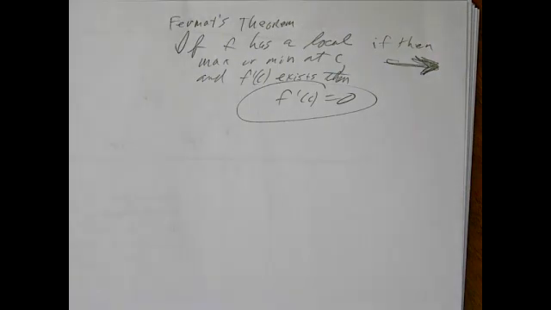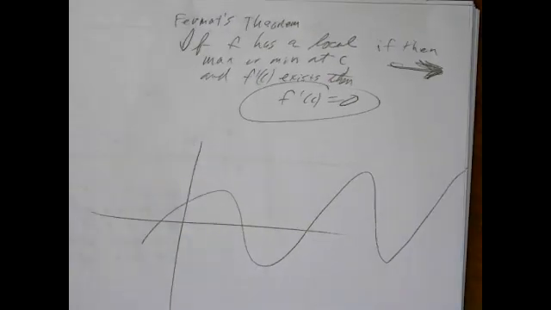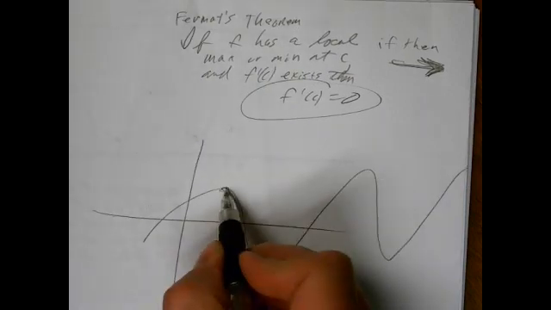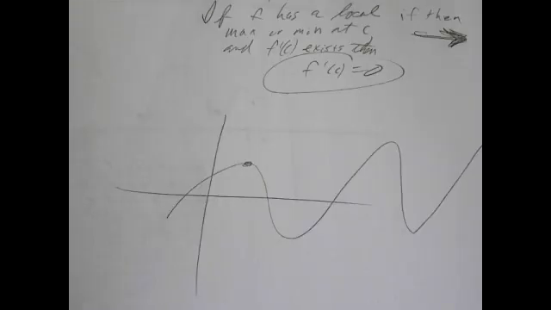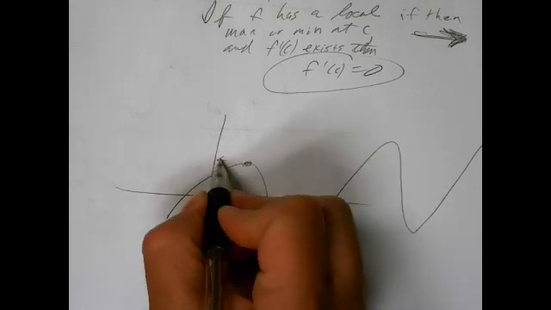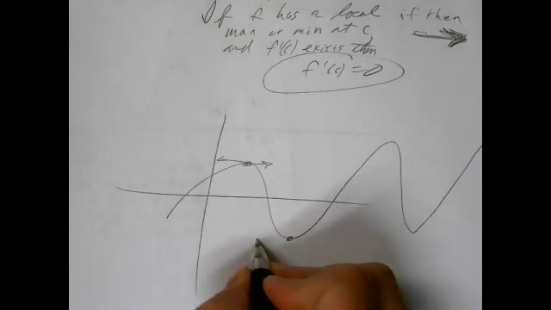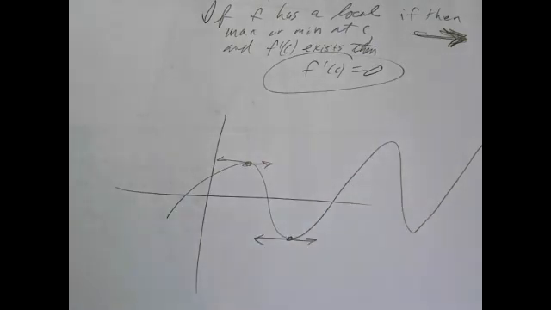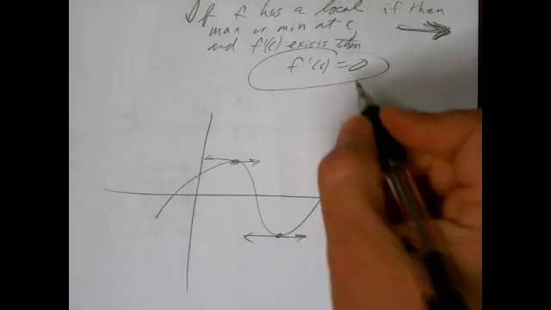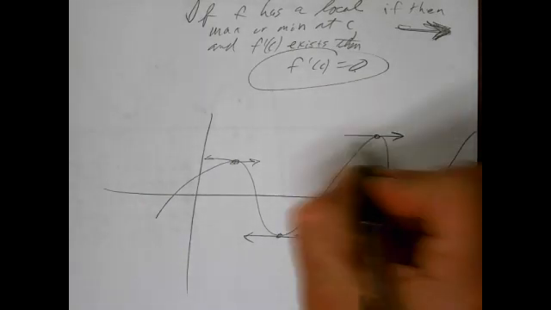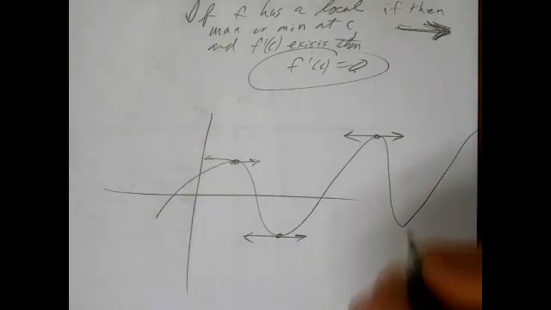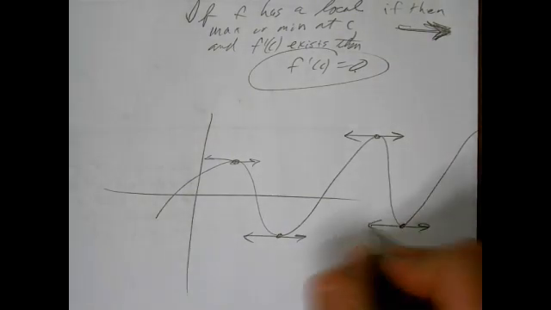Right? And it kind of makes sense if you draw a few pictures. If you go back to something that has a few hills and a few curves to it, if you look right here, that would be a local max. And if you were to imagine the tangent line at that point, it would be horizontal. Right here's a local min. And if you imagine the tangent line at that point, it would be horizontal, slope of 0. Imagine a tangent line there, slope of 0.